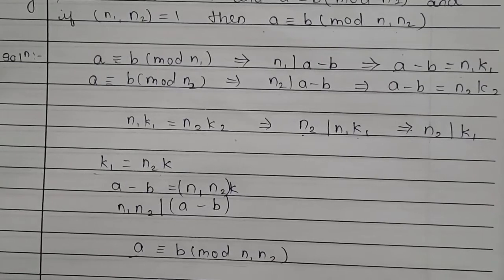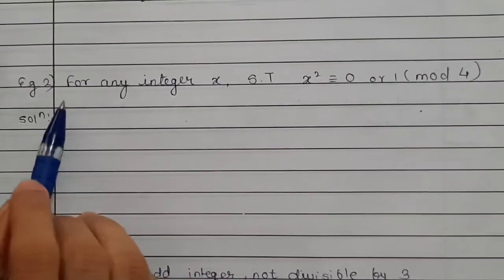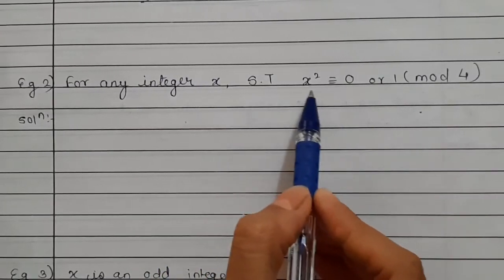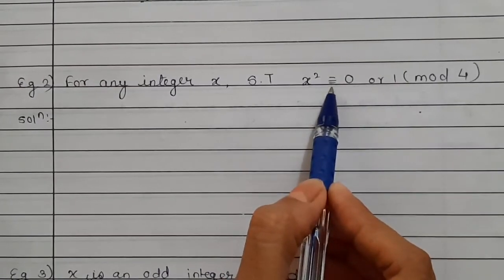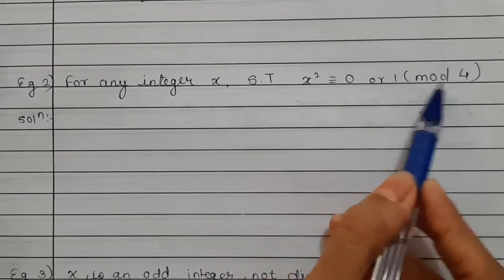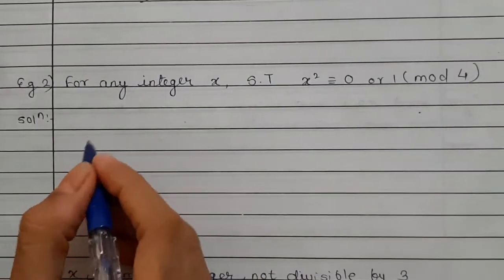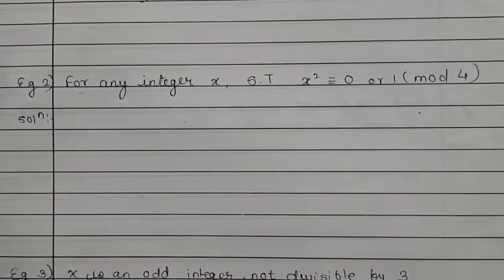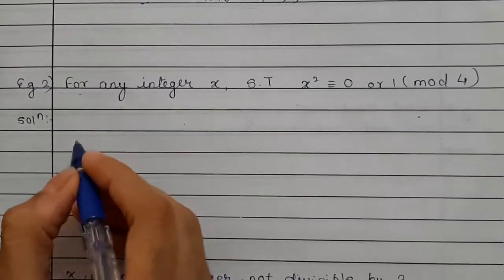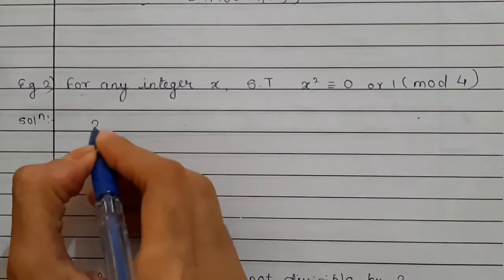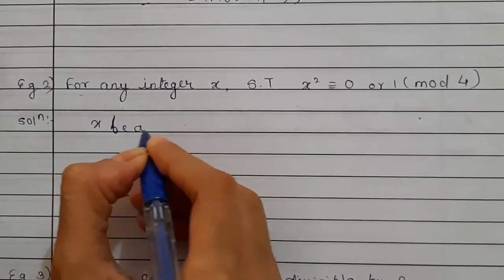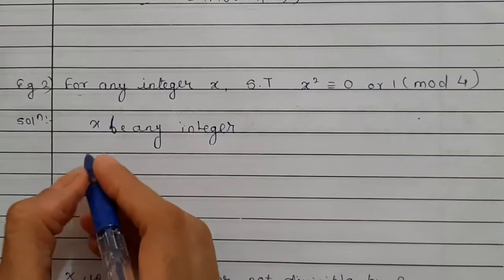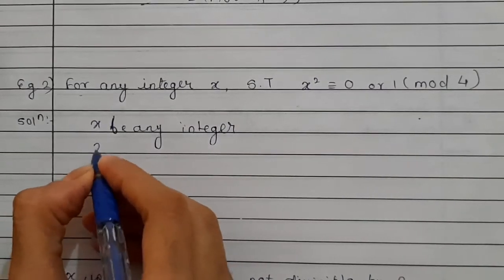Now let's see another example. So the second example is: for any integer x, show that x square is congruent to 0 or 1 mod 4. Okay, so how will we solve this? Any integer is either even or odd, so we'll take both the conditions. So here we take x to be any integer, and x is even or odd.